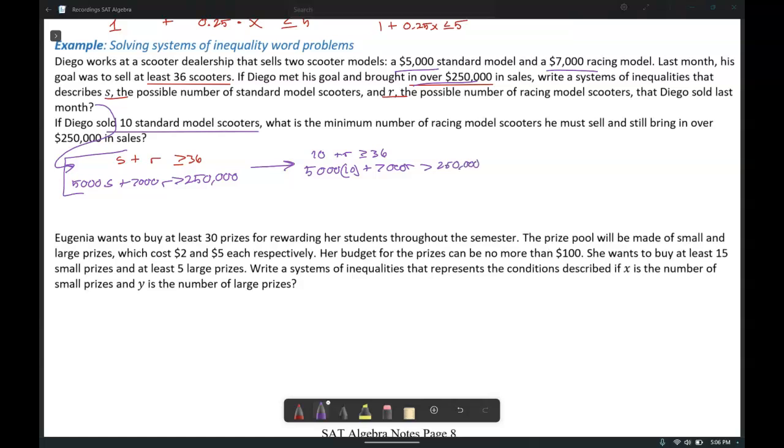And so now what we can do is solve for R independently for each of these. Well, for our first inequality, if we subtract 10, we get that R has to be greater than or equal to 26. And then we can solve the second inequality to see how it compares to the first limitation. So we can take 5,000 multiplied by 10, and we get $50,000.